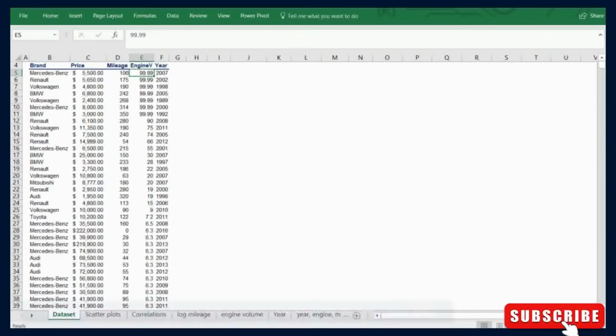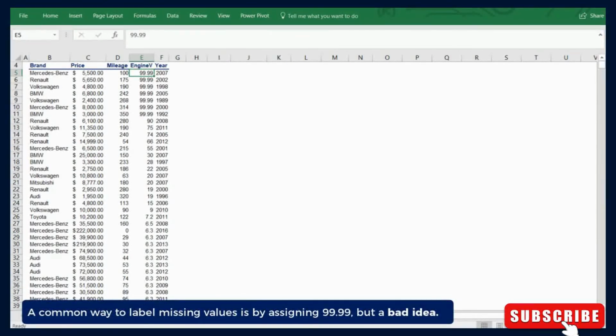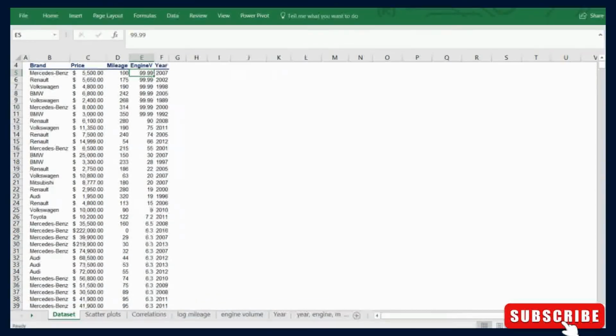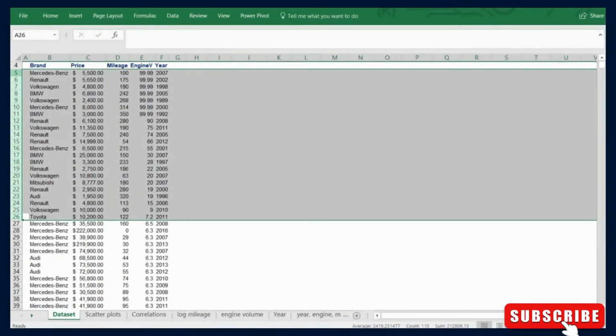Actually, a common way to label missing values is by assigning 99.99. That's something that's stuck from the early ages of computers. It is a bad idea to label values in such ways, as it is very hard for other users of the data to distinguish them from the true values. However, be aware that some people still do it. Let's remove these entries.